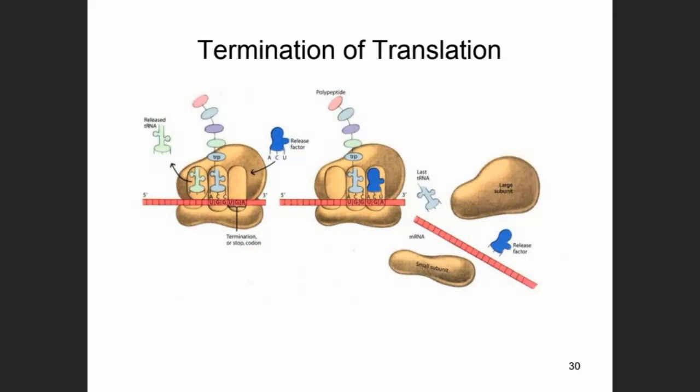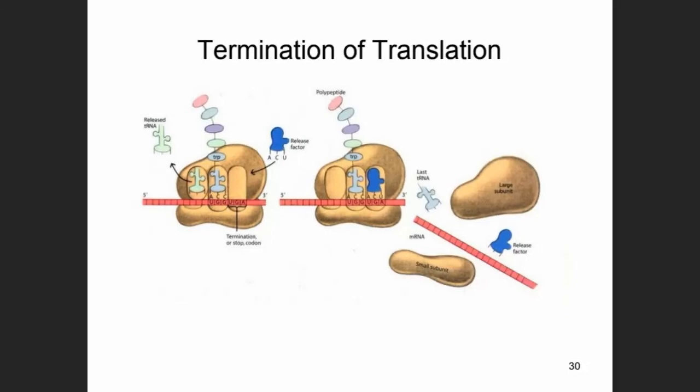I got my polypeptide. Everything gets dissociated. Instead of an amino acid attached to a transfer RNA coming to the stop codon, it's a releasing factor that comes and attaches, plus water. Once that gets attached, it dissociates everything. The ribosome dissociates from the small subunit, and the messenger RNA dissociates. And now I make my proteins. So this is exactly how translation happens.